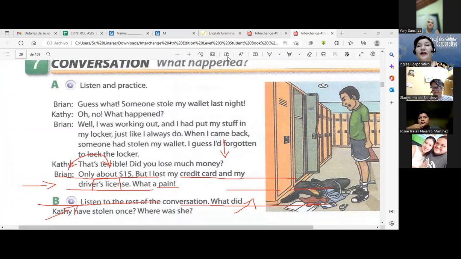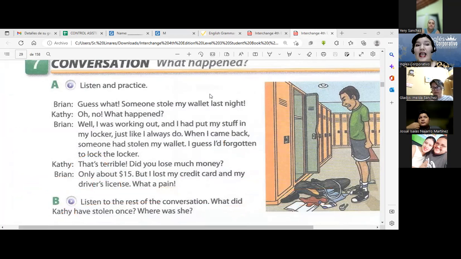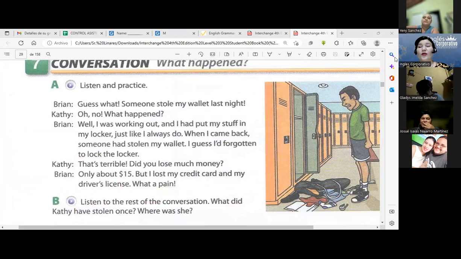Let's read it here. And it says, guess what? Here is poor Juancito with all the things outside the locker. You can check it out here. He is very angry and all his stuff is on the floor. And what is something that you can see right here? You can see that he didn't put the lock in the locker, right? The lock is right here.